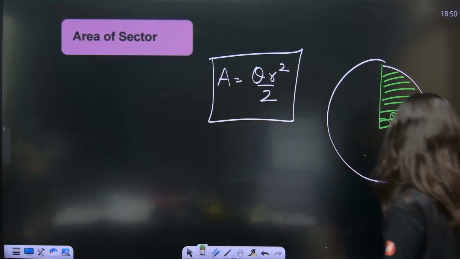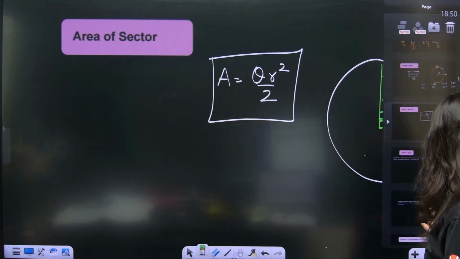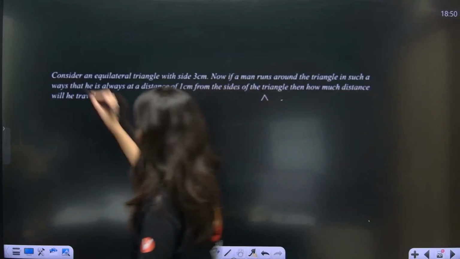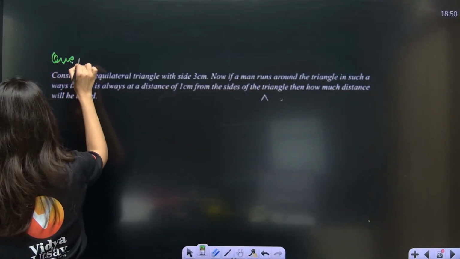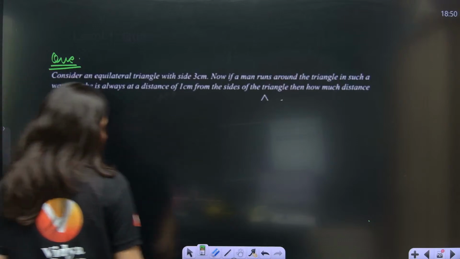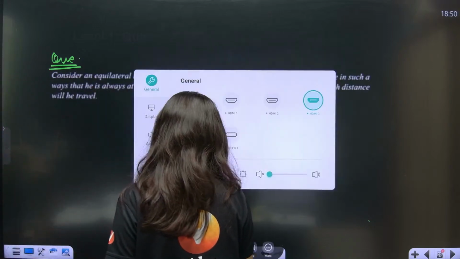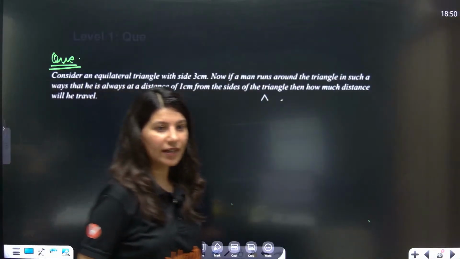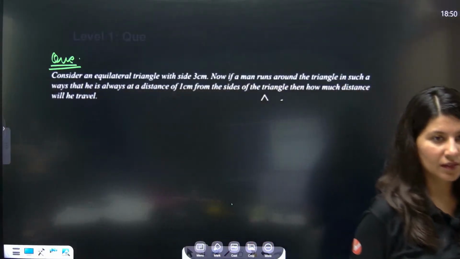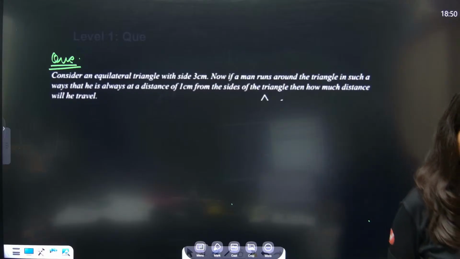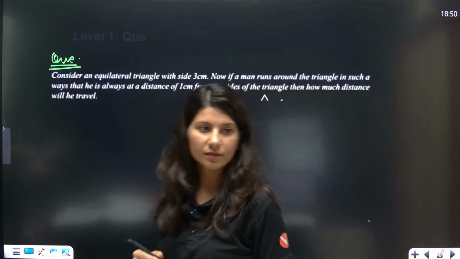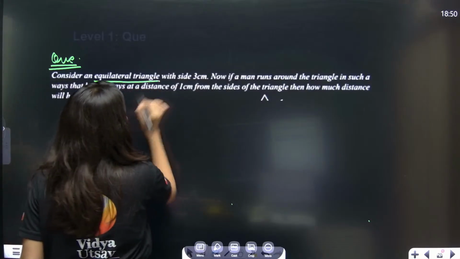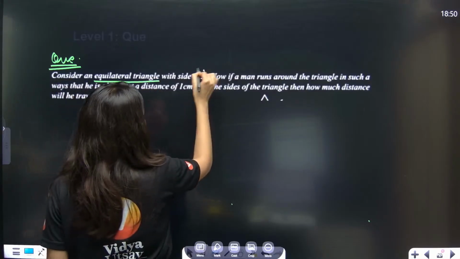So theta r square by 2. Okay, so now I am giving you two questions back to back. So this is the question. I hope it is visible to everyone. Consider an equilateral triangle. Let me increase the brightness. Consider an equilateral triangle with side 3 centimeter.